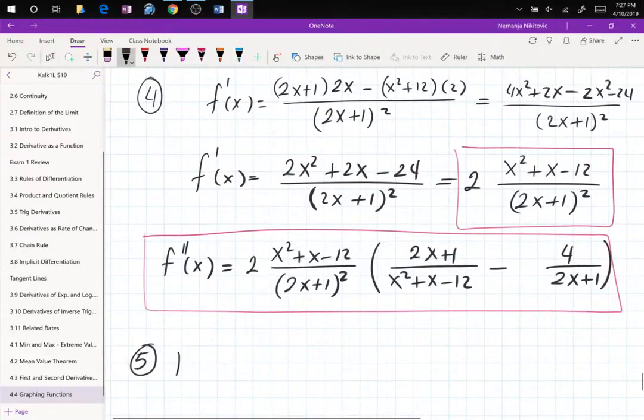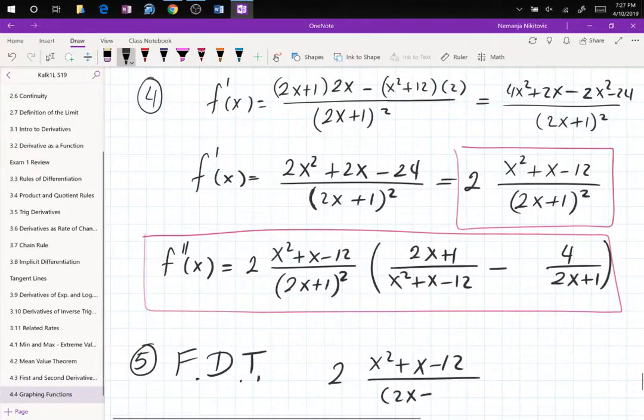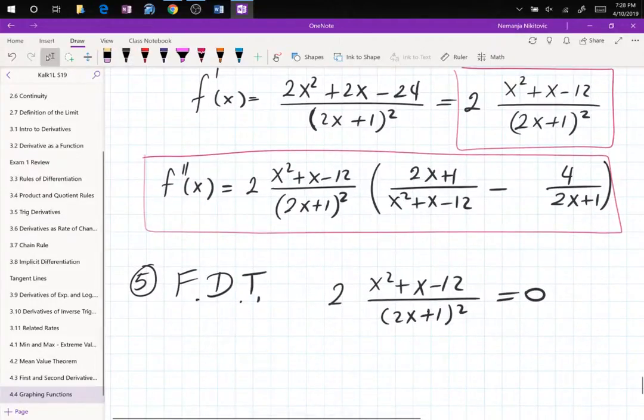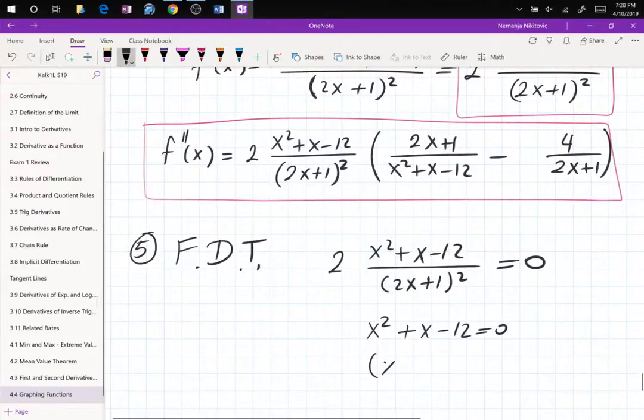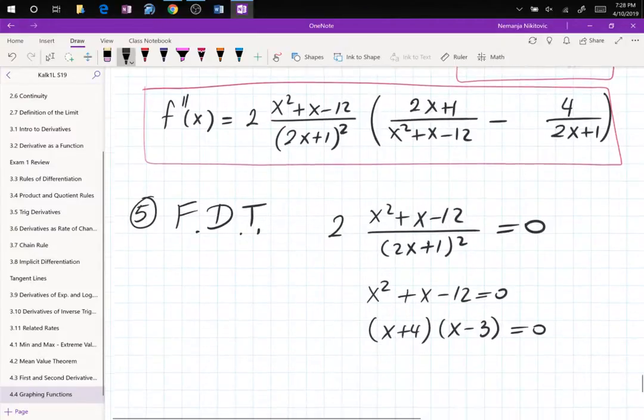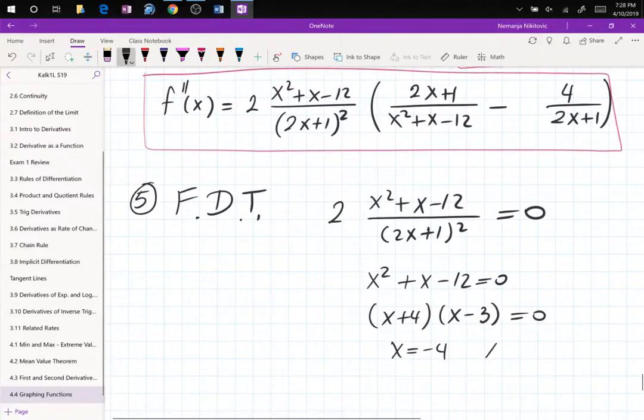Number 5, first derivative test. So we take our first derivative, which is 2x squared plus x minus 12 divided by parenthesis 2x plus 1 everything squared, and we set that equal to 0. 2 immediately cancels when you divide into 0. Denominator dies when you cross multiply. So the only thing that you are focusing on is x squared plus x minus 12 equal to 0, and that one factors into x plus 4, x minus 3, from where x is negative 4 and x is 3.